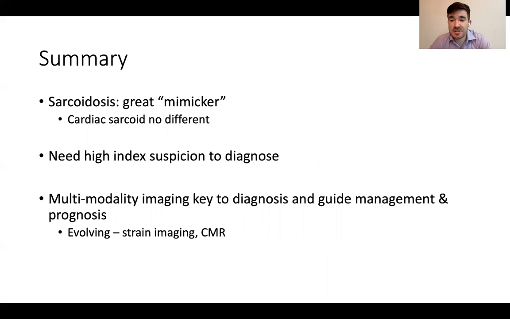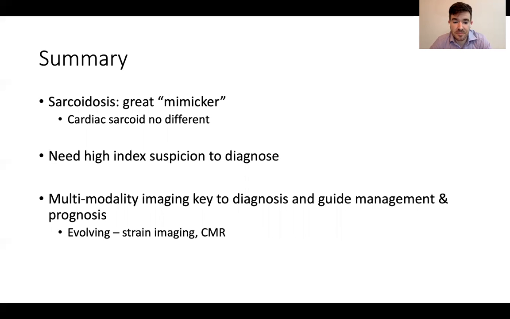So in summary, sarcoidosis in general is often referred to as a great mimicker and a real diagnostically difficult disease, and cardiac sarcoid is no different. You really do need a high index of suspicion to diagnose it, and it's a great example of an infiltrative disease where you really need multimodality imaging, not only to diagnose, but to manage these patients and sort out their prognosis. It's obviously an evolving area, particularly with strain imaging, which I haven't spoken about, which again, like many conditions, there is good evidence emerging that it can help guide prognosis.